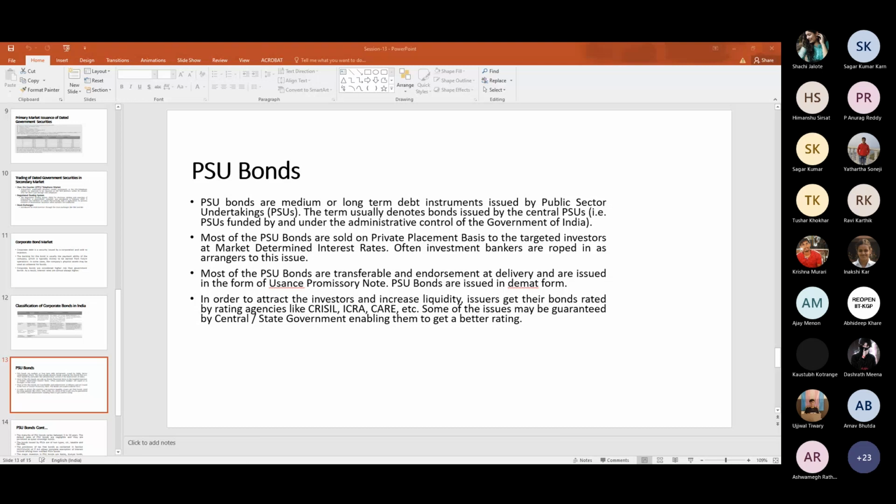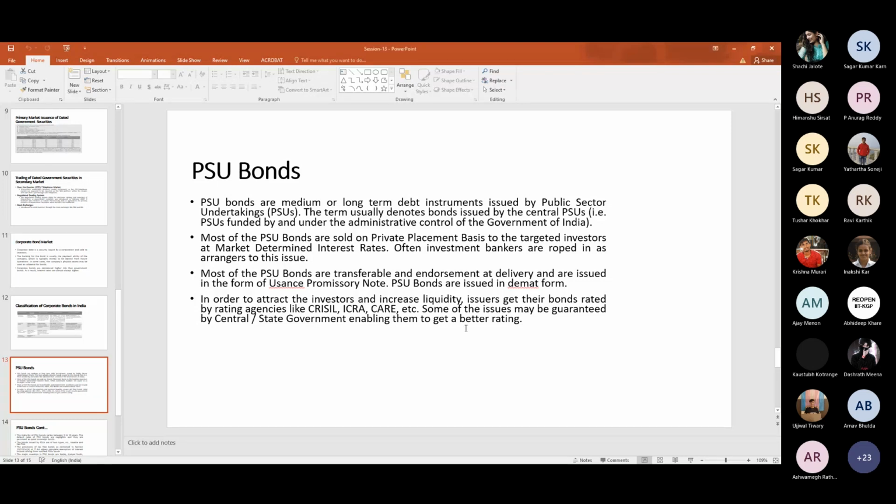And why we call them PSUs is mostly because the largest shareholder is the government. If you look at the shareholding pattern, the government holds the maximum shares. So that's why they are under the administrative control of the government of India. That's why we call them the PSUs.